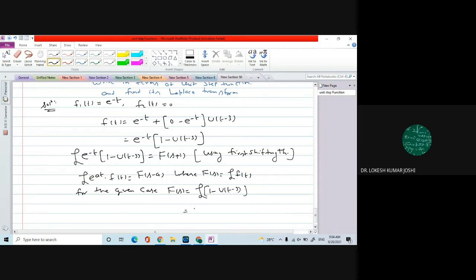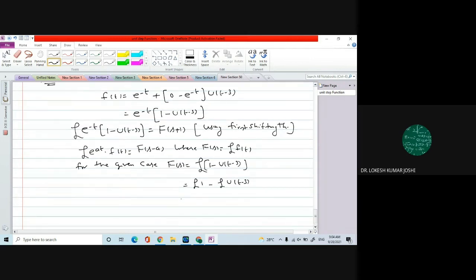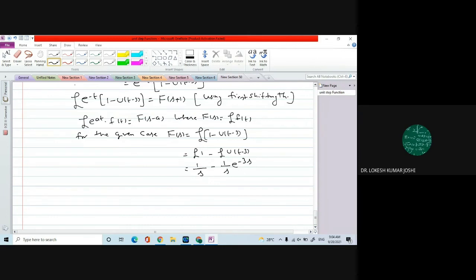Using the linearity property, we can write it as Laplace of 1 minus Laplace of u(t minus 3). Laplace of 1 is 1 upon s. Laplace of u(t minus a) is 1 upon s e to the power minus as. Therefore, this one will become 1 upon s e to the power minus 3s. I just use this property. Say this is equation number 1 and this is 2.